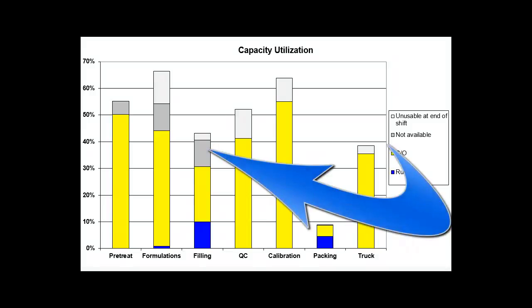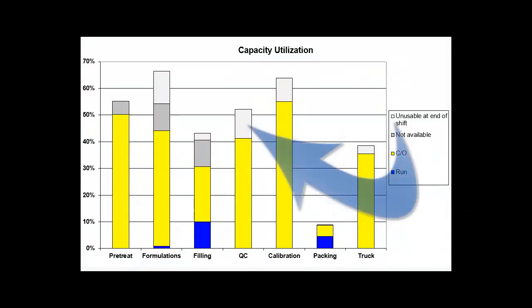Then we've got 2 other grey uses of capacity. One is not available, for example, a routine maintenance or some other kind of breakdown. And then we have the light grey there, which is what we call unusable at the end of the shift, where you're trying to do something that has to be finished before you down tools and go home, and that usually means that you have some wasted time at the end of the day because you can't start something because you can't finish it. So there's detail there that may be useful.